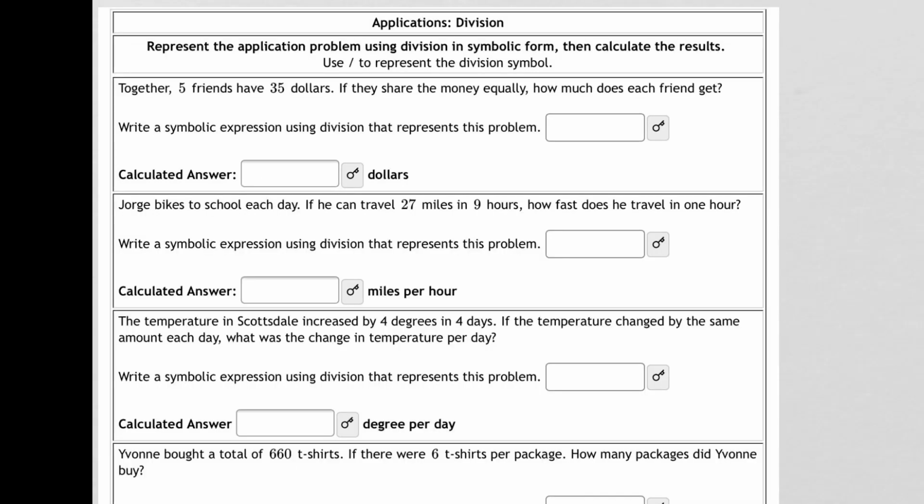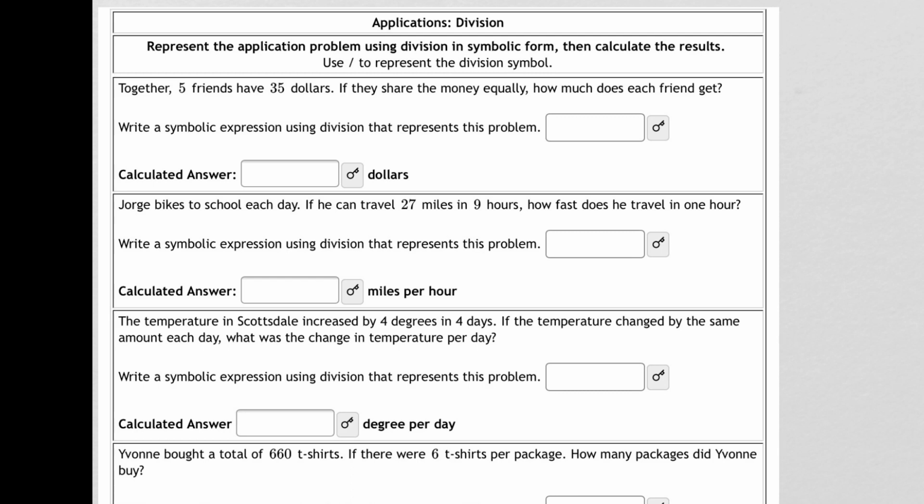Okay, and let's look at one more example of applications. In this case, all these applications are going to involve division, okay? So the first question says, together 5 friends have $35. If they share the money equally, how much does each friend get? Write a symbolic expression using division that represents this problem.